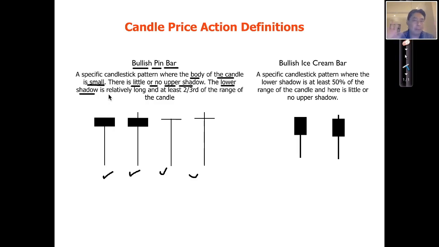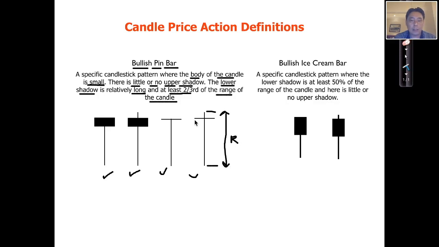Think of a little sperm, right? Okay? And again, what is long, all right? So long means the lower shadow or tail has to be at least 2/3 of the range of the candle. So this is just an approximation. So in other words, remember that the range of the candle is the top to the bottom, right? That is known as the range. Let me just draw that. That's the range of the candle. Okay.